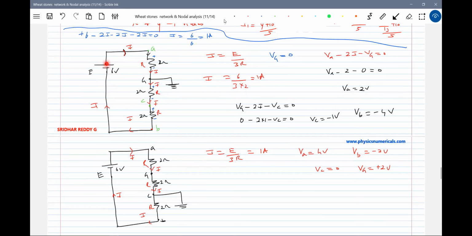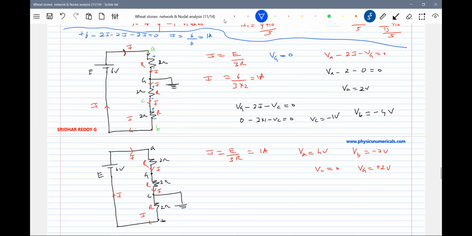Again applying KVL: plus 6 minus 2i. The resistance is 2 ohm, no? Minus 2i minus 2i equals 0. Solving, you'll get 1 ampere. Or plus E minus IR minus IR minus IR. Solve it, you'll get the same answer.